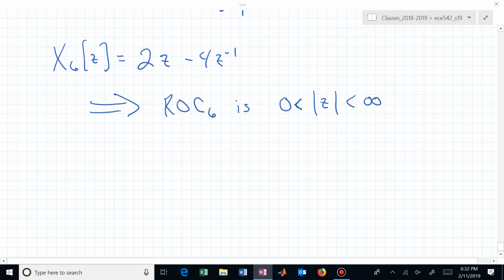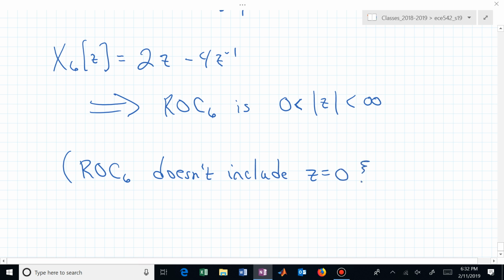So here, the region of convergence for sequence 6 doesn't include z equals 0 and doesn't include z going off to infinity.